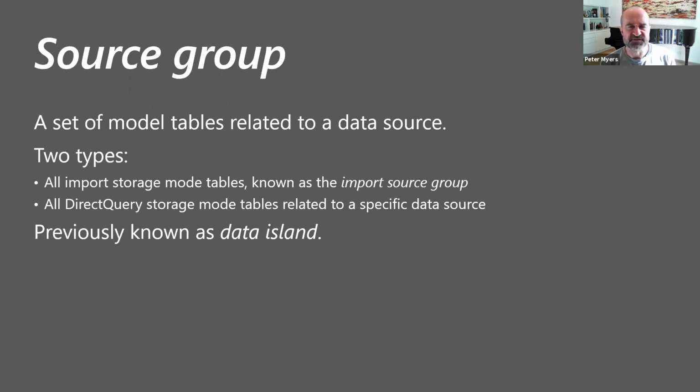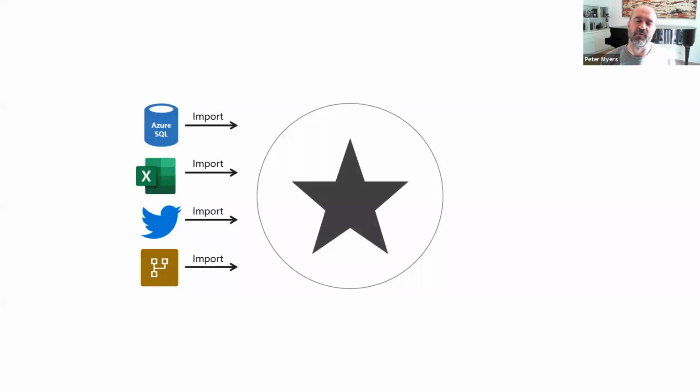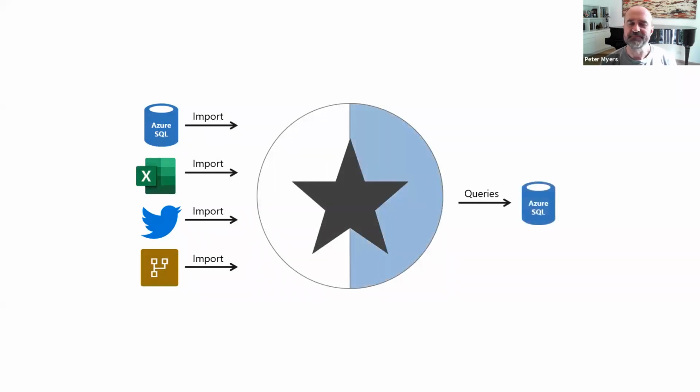You might be familiar with this term already. Microsoft recently relabeled it, but it used to be known as Data Island. Okay, so now it's source group. So let's see what this means for us as data modelers. We can have a model where some tables are import and some tables are direct query. That would mean we have an import source group and we have a direct query source group.